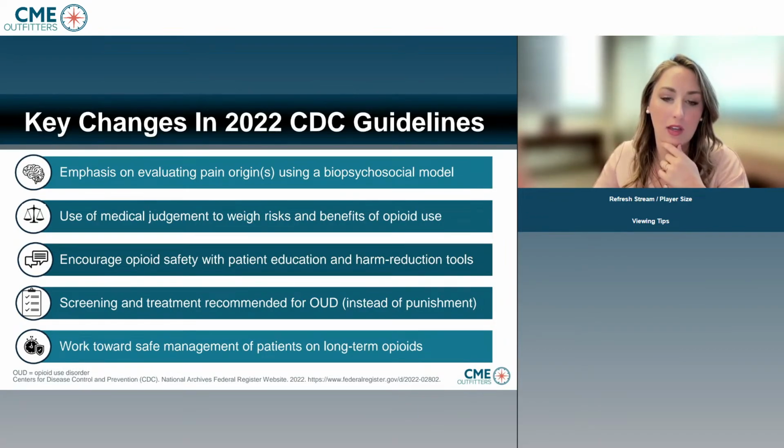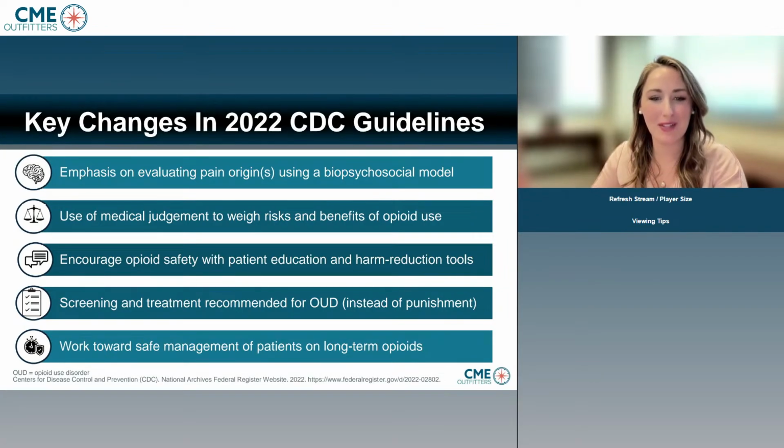So the emphasis on evaluating pain now is to look at the origin and use that biopsychosocial model. So again, holistic care, taking care of the whole patient and making sure you're addressing all different spheres of pain, but using your medical judgment to weigh risks and benefits. So a lot of physicians I've talked to and other prescribers have said, autonomy was really taken away from me with these guidelines. And I think importantly, we all know that patient who benefits from opioids and may be low risk, and we could continue inching those up above the guideline frame.